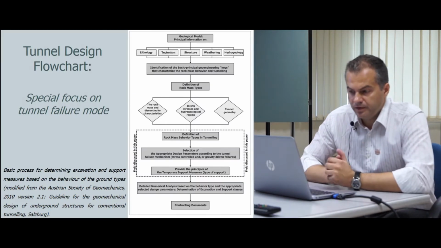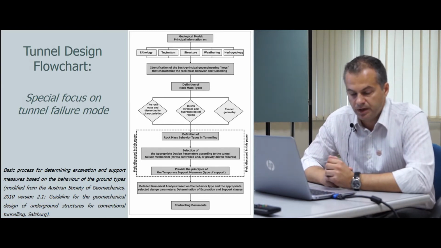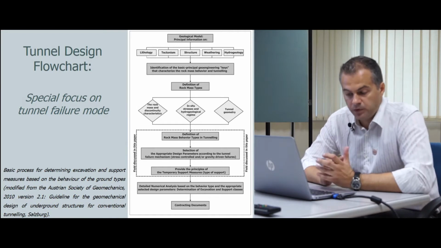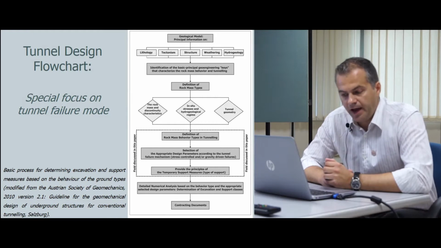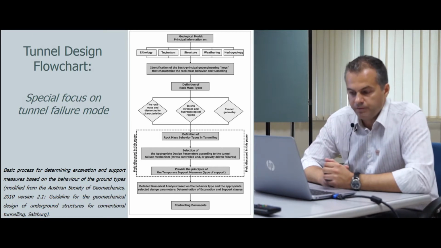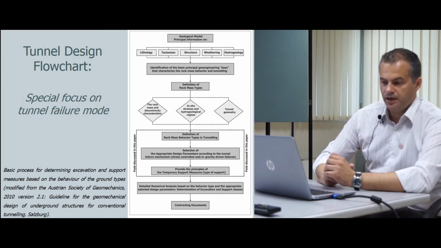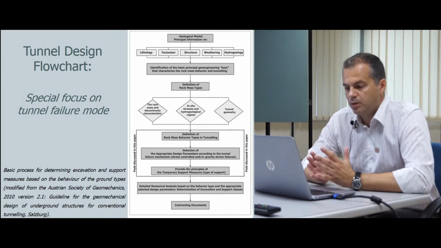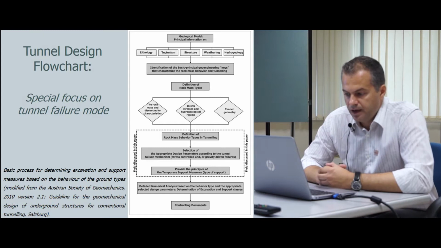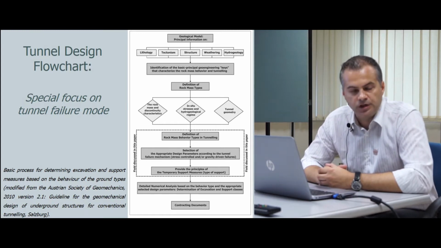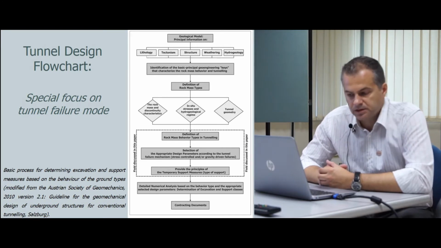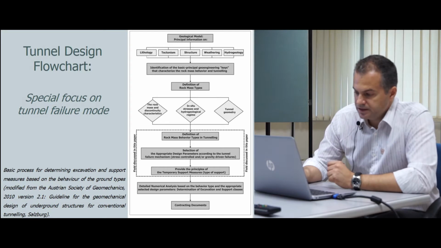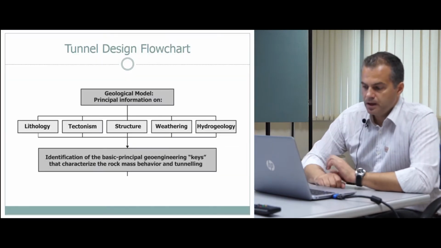In general, this is roughly the tunnel design flowchart, a modified chart based on the Austrian Society of Geomechanics. It's a guideline for the geomechanical design of underground structures for conventional tunneling. So what we're going to analyze is focused on conventional tunneling, mainly with the method of top heading and bench. Let's see this flowchart in detail.